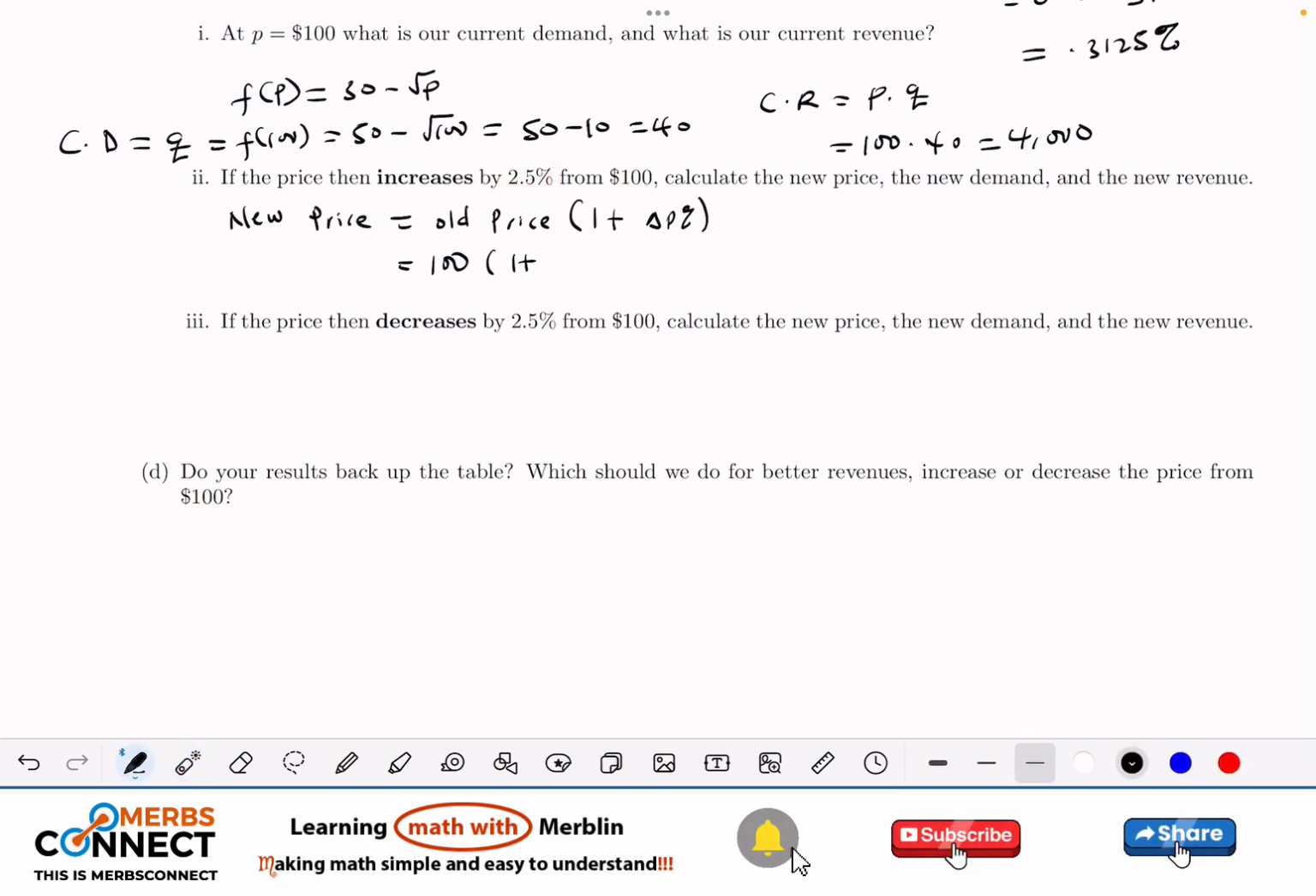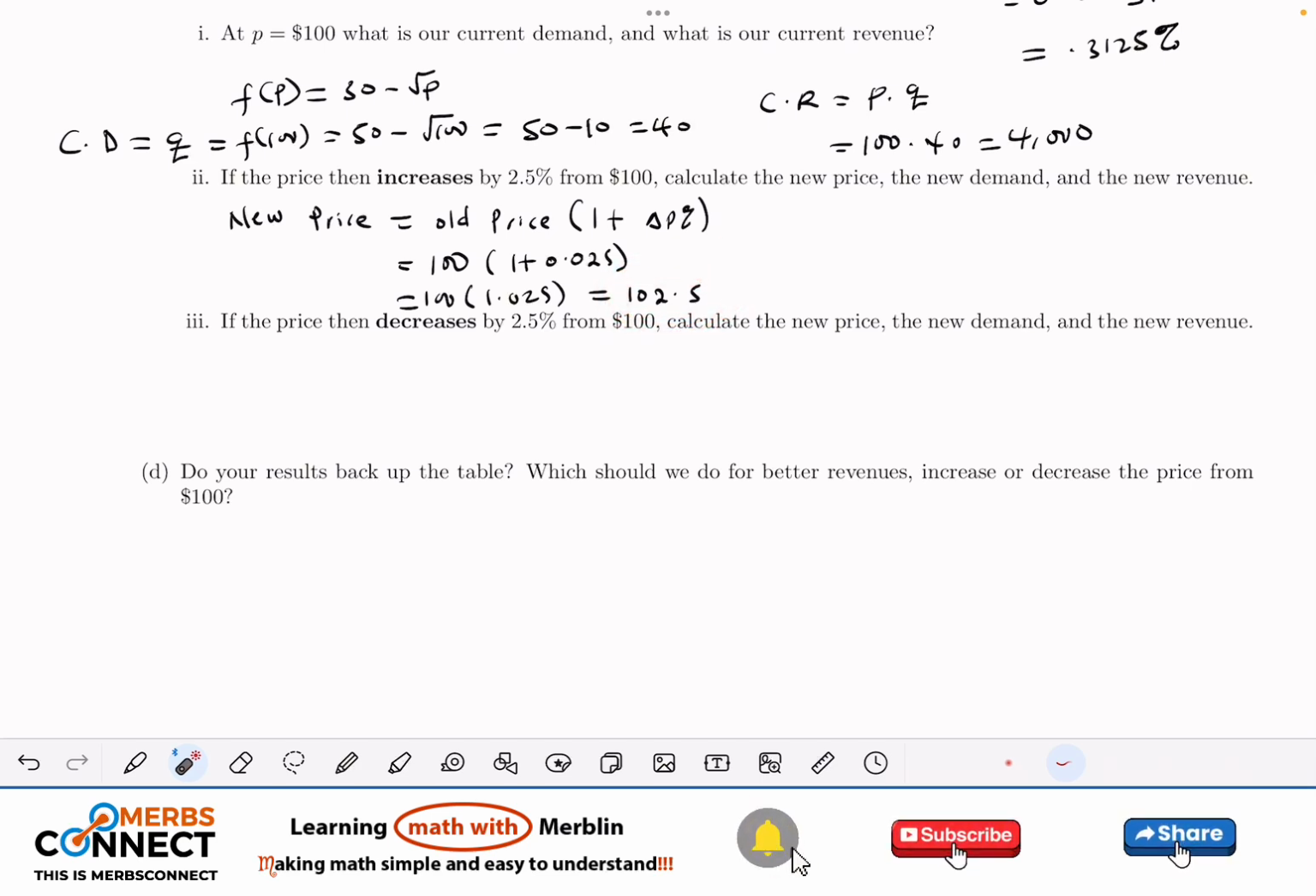2.5%. 2.5% is 0.025, which is going to give us 100 times 1.025, and when I multiply, this is going to give us 102.5. So that's what you are going to get at the end of the day. Yes. So this is the new price that we are going to get.